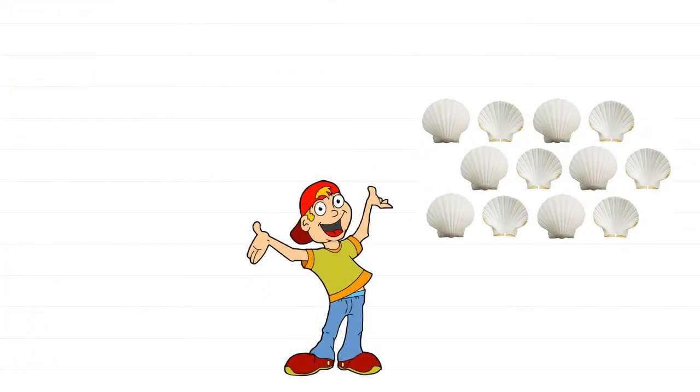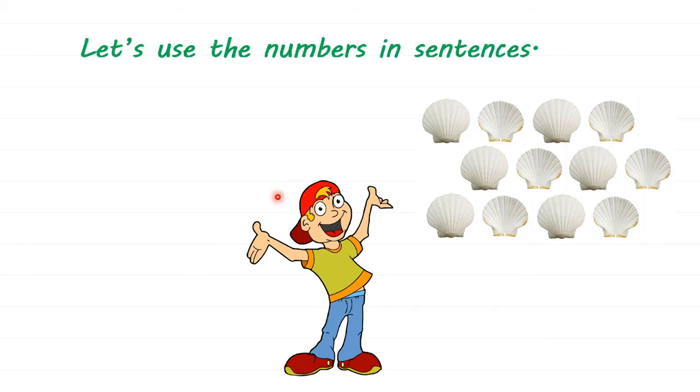Next, let's try to use the numbers we learned in sentences. Mari kita cuba masukkan nombor-nombor tadi ke dalam ayat. For example, here we have 12 shells. Di sini kita ada 12 cangkerang. Ayatnya, the sentence, I have 12 shells.